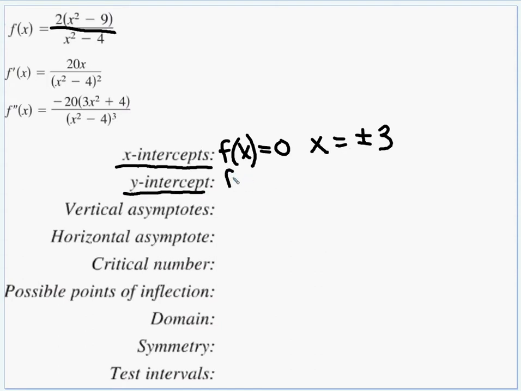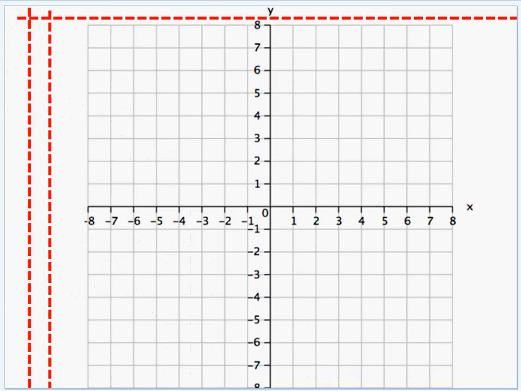Y-intercept, remember that is f of 0. Put a 0 in there and see what comes out. Well, the numerator will be a negative 18. Denominator will be a negative 4. Negative 18 over negative 4 is positive 9 halves, or 4.5. So there's our x and our y intercepts. Let's even put those in on the graph right now. Plus and minus 3 on the x.